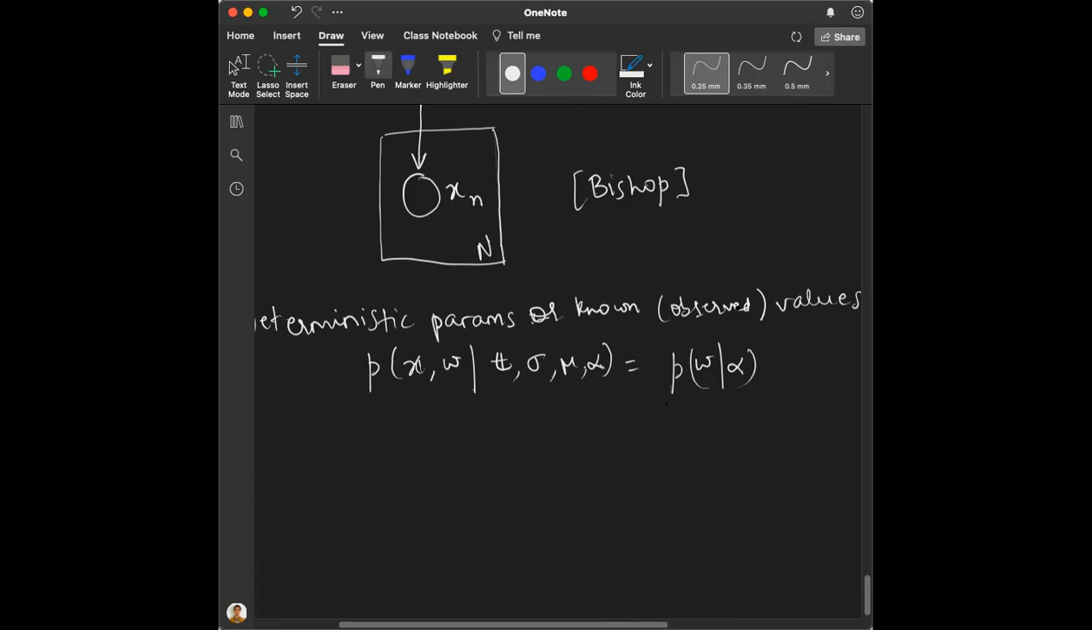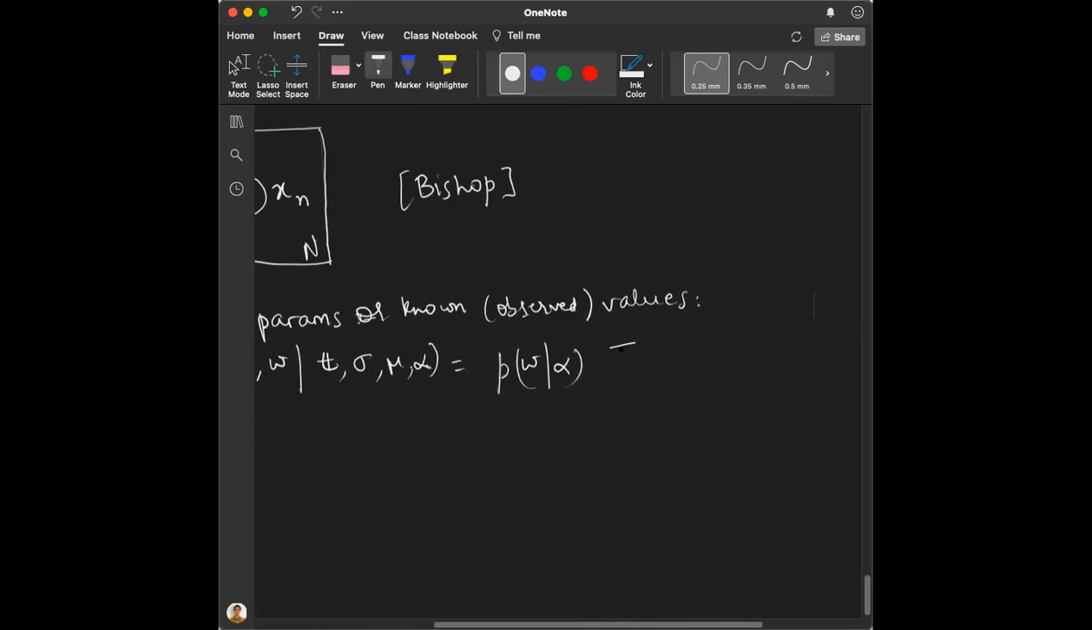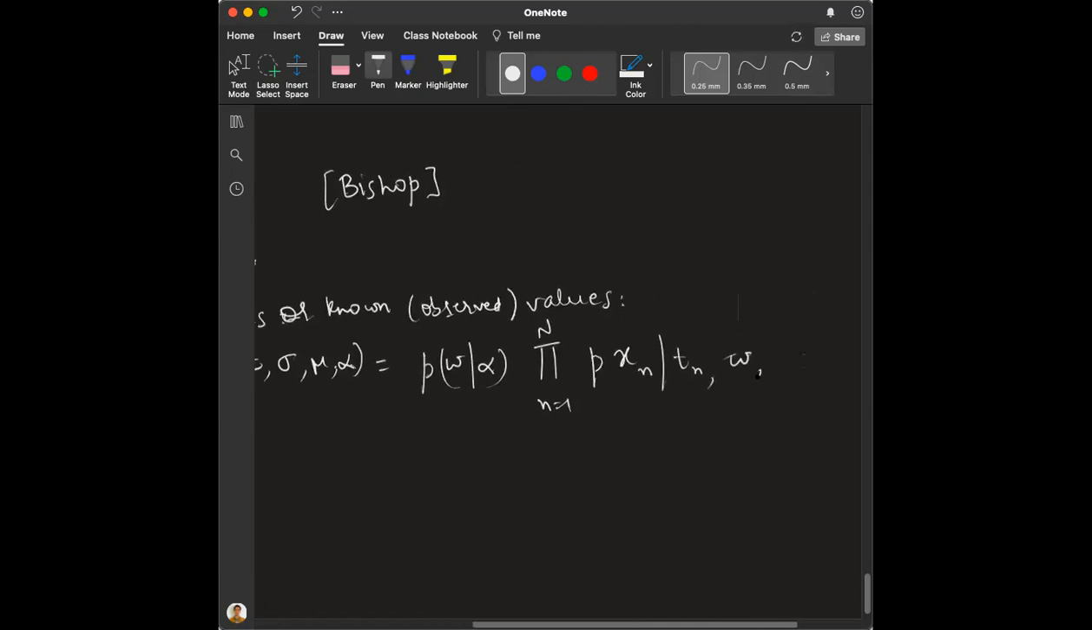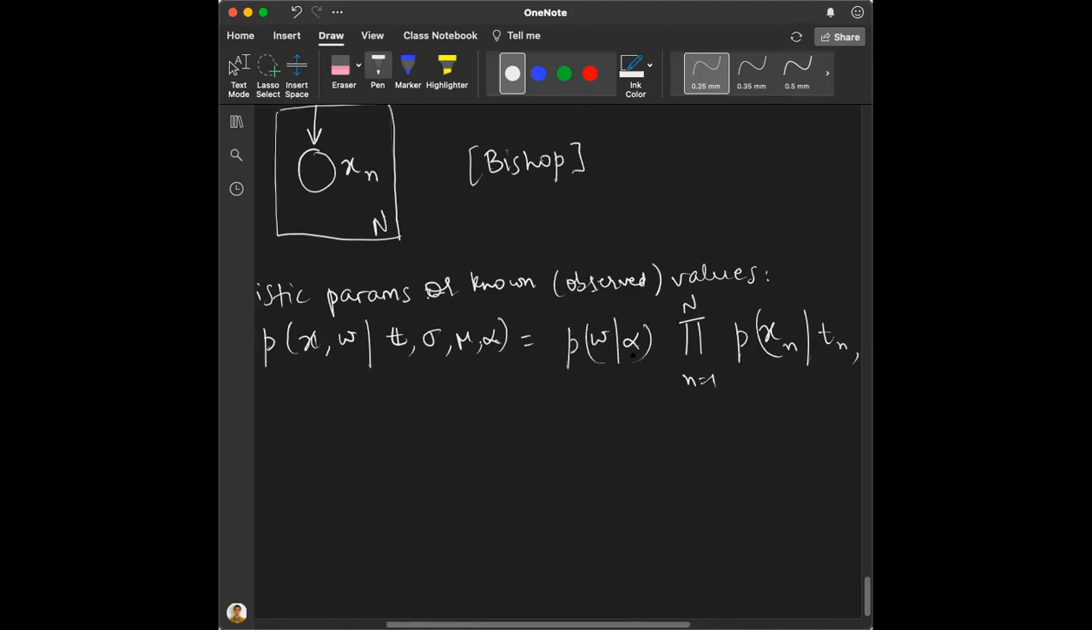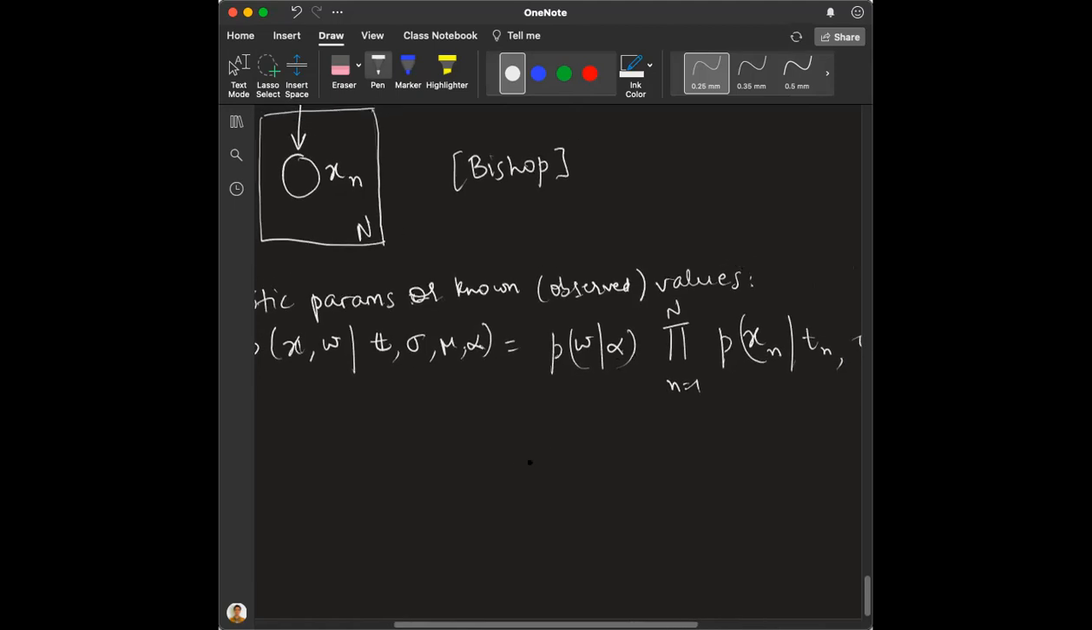And just this is an example: probability of W given alpha times product over n going from 1 to capital N, probability of x of n given T of n, comma W, comma sigma, comma mu, right? Now, how can we represent this in the plate representation or in the graphical representation?